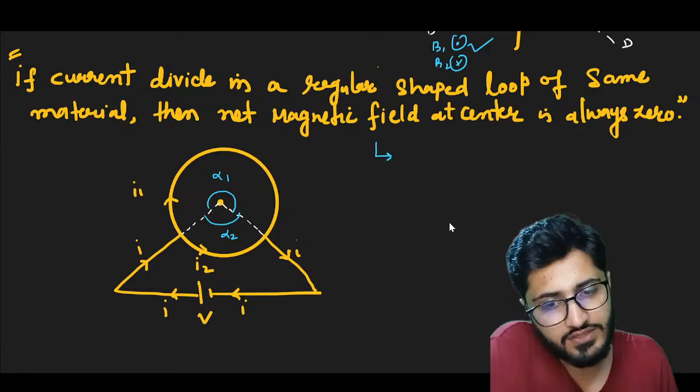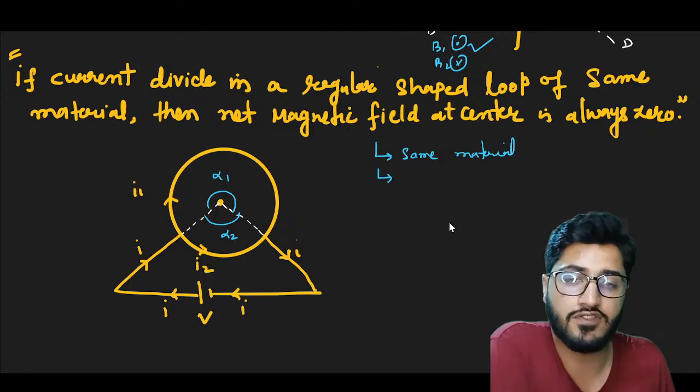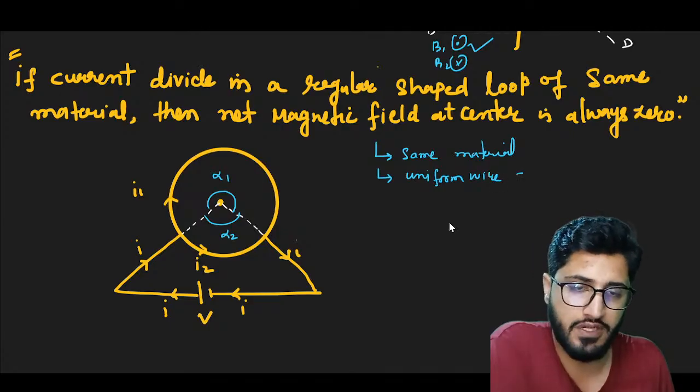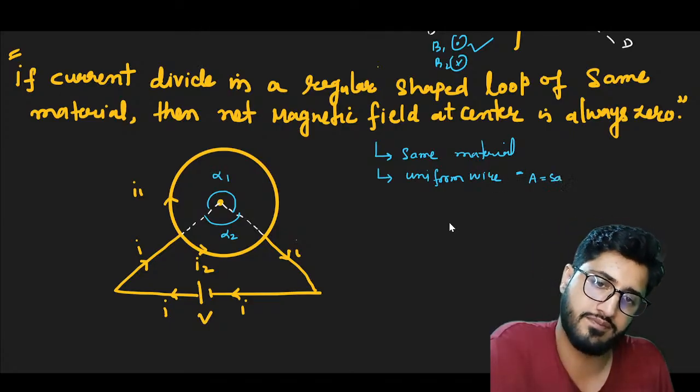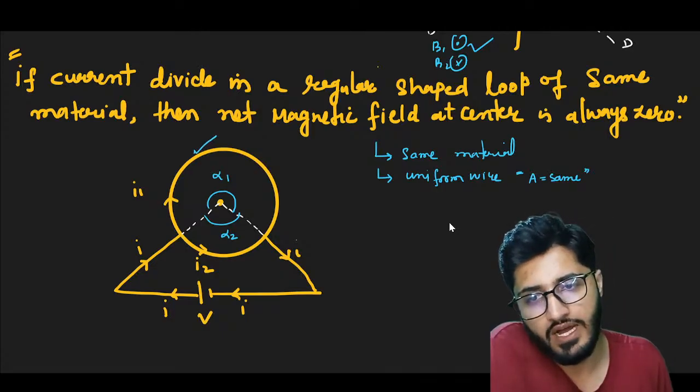The condition is that it should be the same material. If this is written in a numerical, then you need to write: uniform wire. Uniform means the area of cross section is the same. Then one part, one more part.